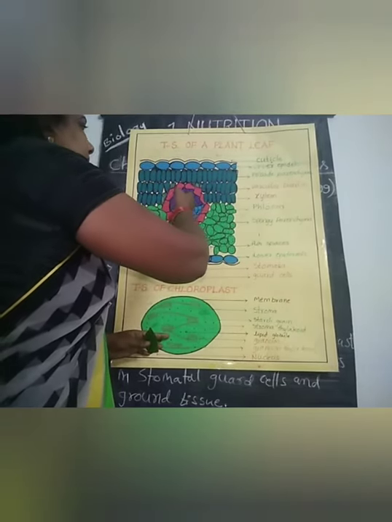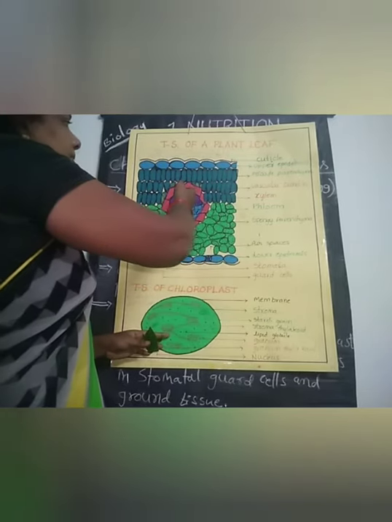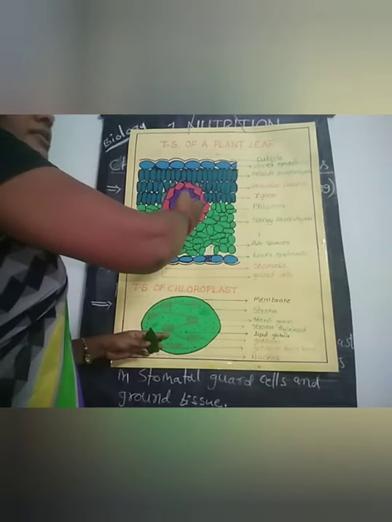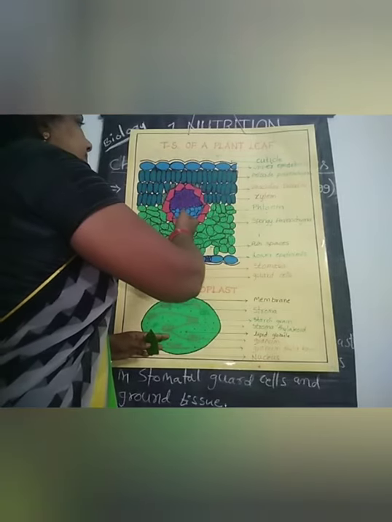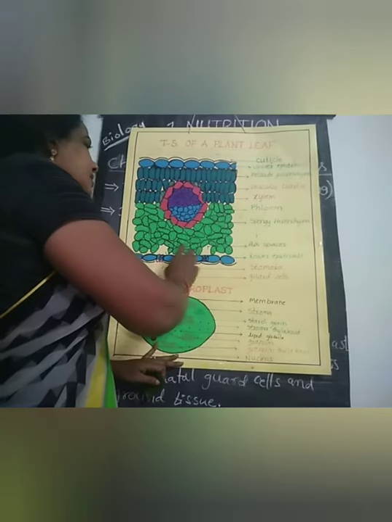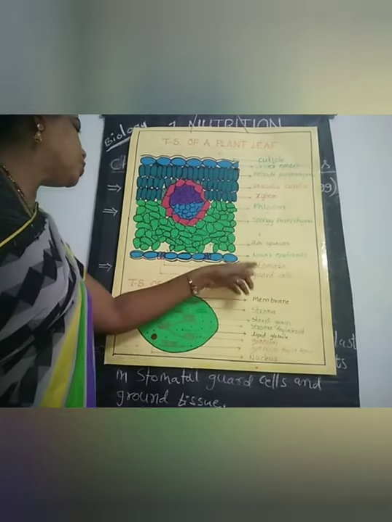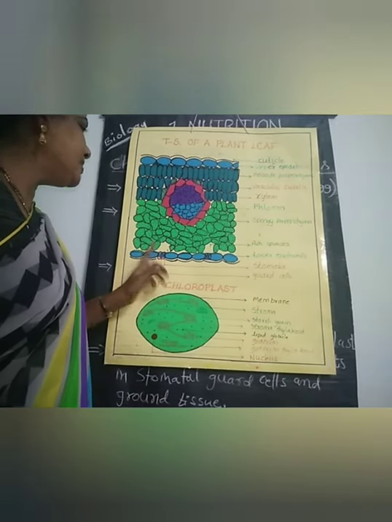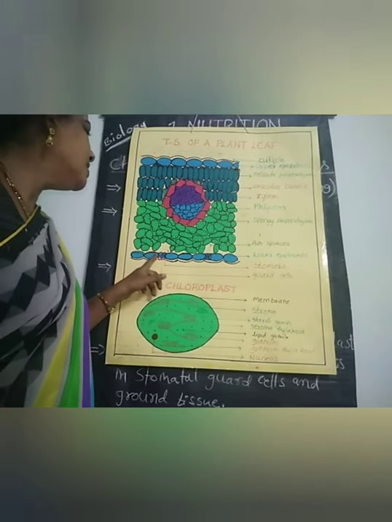Xylem supplies water to every part of the plant, and phloem supplies the starch. It stores the starch in various parts of the body. Spongy parenchyma consists of air spaces. Lower epidermis consists of stomata. Stomata means tiny holes. Stomata are made up of guard cells. These guard cells give protection to the stomata.